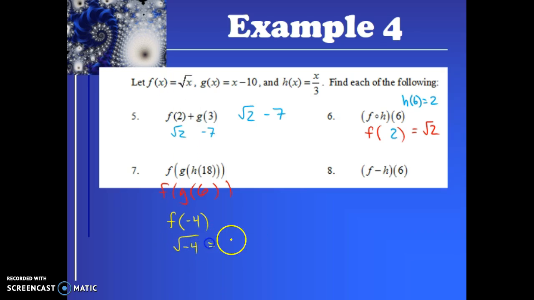Now, I would either accept that as 2i, or if you want to say does not exist, I'd be fine with that too, because you can't have the square root of a negative number. We'll talk more about i's later in the course. F minus h of 6 is essentially f of 6 minus h of 6. F of 6 is square root. H is going to be 2. And that's just my answer.